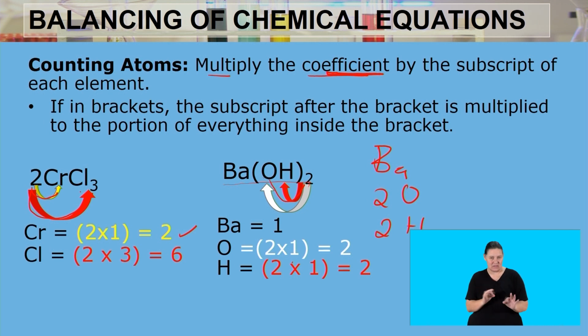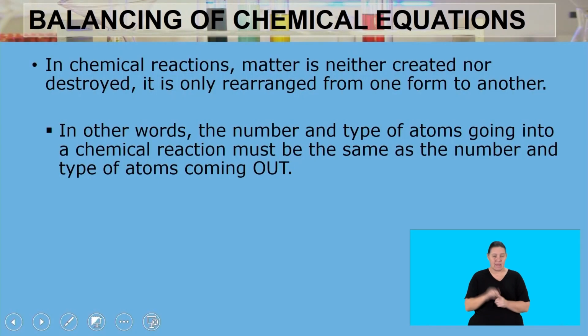We need to make sure that when we have such a thing in our chemical equation, we count the number of atoms before the arrow and after the arrow. Count on the reactants, also count on the products. So this is what we need to do. In chemical reactions, matter is neither created nor destroyed. It is only rearranged from one form to another.